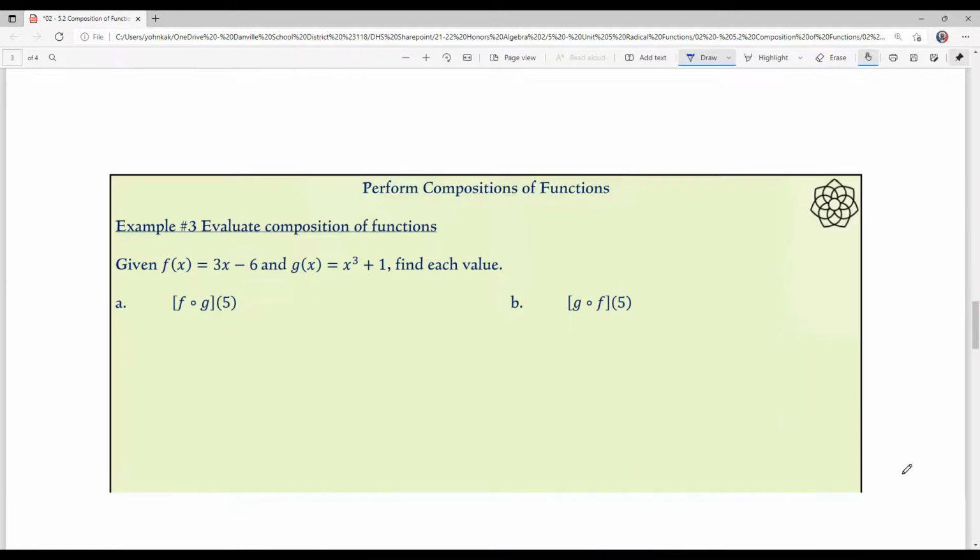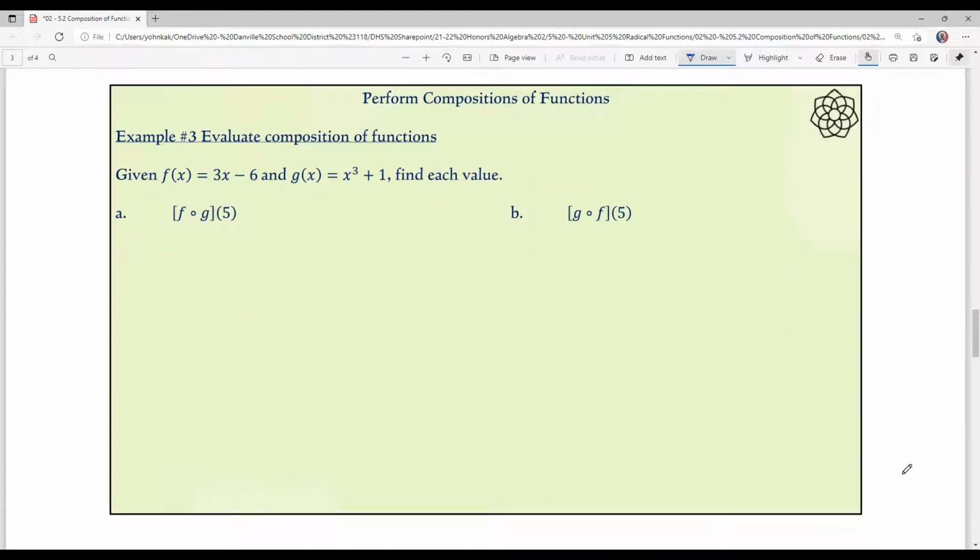Okay, well, let's take a look at what happens when we want to find the composition of functions, but of a value. So for instance, given f of x equals 3x minus 6 and g of x equals x cubed plus 1, find each value. So in letter A, I want to find f circle g of 5. So by definition, that's f of g of 5. So I'm going to leave the f alone, and I'm going to figure out what g of 5 is.